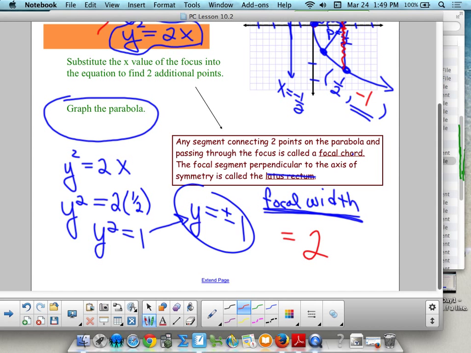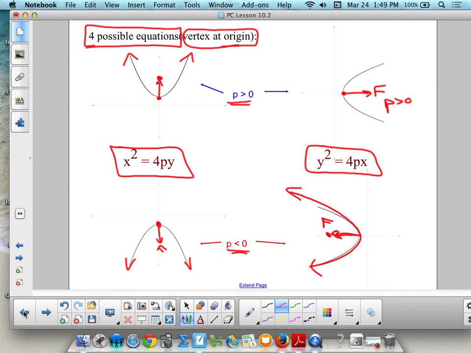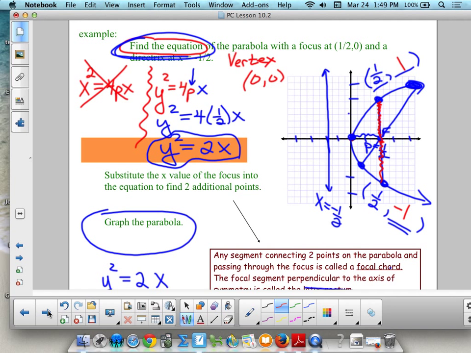Can you go back up so I can see how you got the equation? Right here? Yep. The equation came from y squared equals 4px. Why is it y squared? Because it points right. Where did you get the 4 from? The 4 is part of the formula. It's always in the formula. Now, where did I get the 1/2 from? The 1/2 is the p-value. From 0, 0 to 1/2 is 1/2.